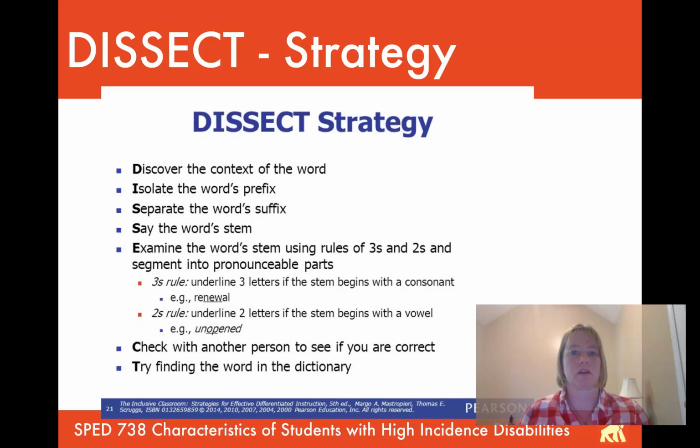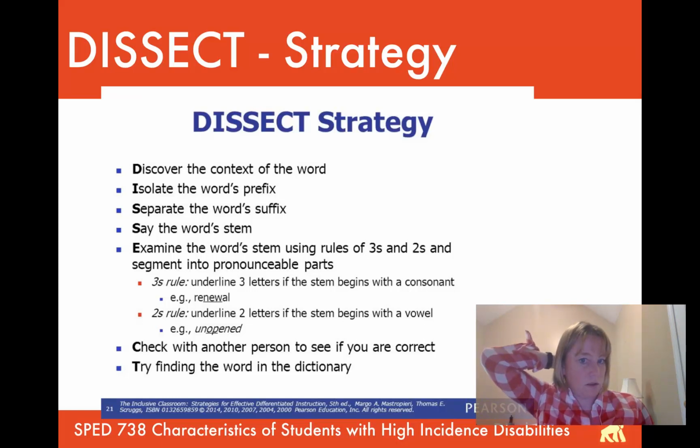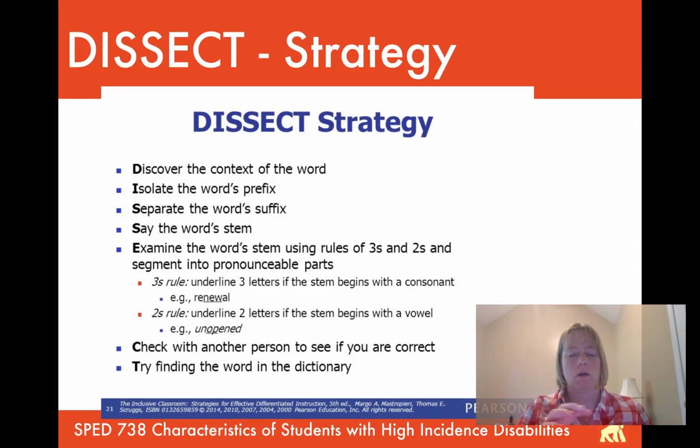So the D is discover the context of the word. So you want to think about what you're reading around that word. Isolate the word's prefix. Separate the word's suffix and say the word stem. So, for example, on renewal, they're using that example. So underlining those 3 letters if the stem begins with a consonant. So underlining new, okay? And then check with another person to see if you're correct, or try finding the word in the dictionary. So really help students break down the sounds within the word, those prefixes, connecting to the context. Just really good strategy for our older students to use when they're solving some words that they don't know.